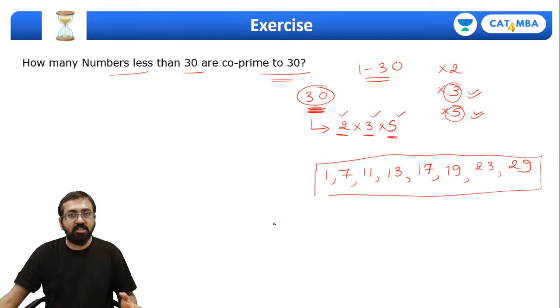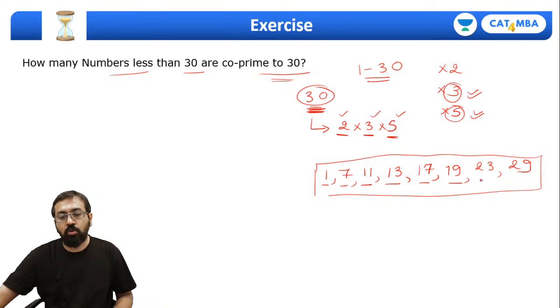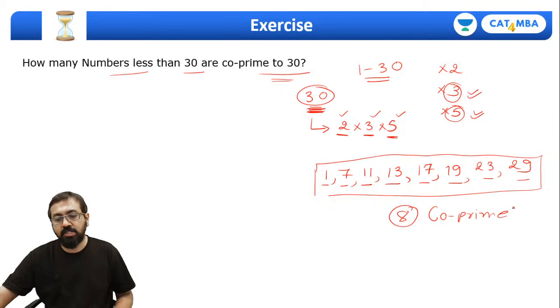It was a long process, isn't that? So I'll show you the shortcut, guys. But please understand the concept. So these numbers in the range 1 to 30 are co-prime to 30. How many numbers are there? 2, 4, 6 and 8. So there are 8 co-prime numbers. 8 numbers which are co-prime to 30.